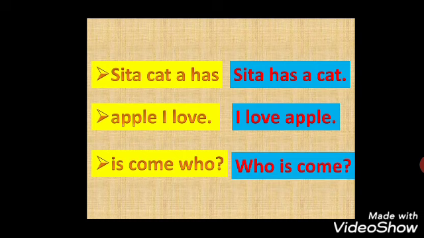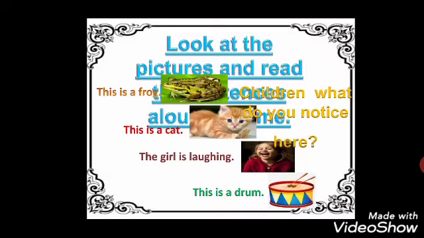So kindly repeat all these three sentences after me, children. Sita has a cat. Please repeat once again. Sita has a cat. I love apple. Once again, children. I love apple. Third sentence. Who is come? Say it again, children, aloud. Who is come? Very good.